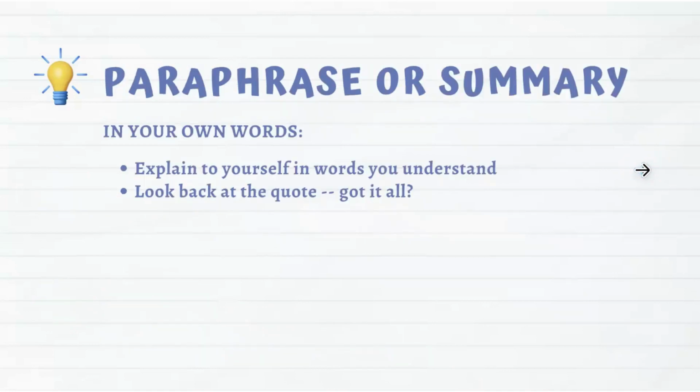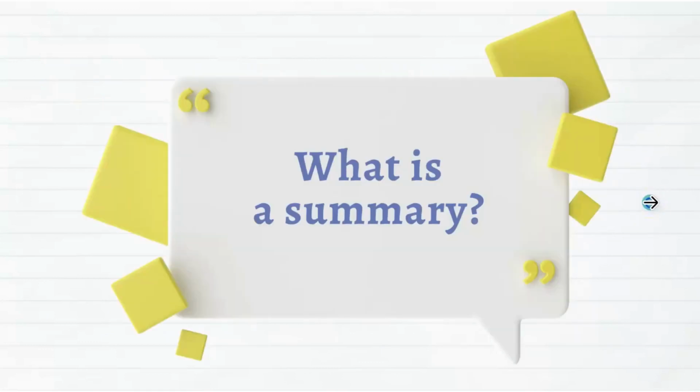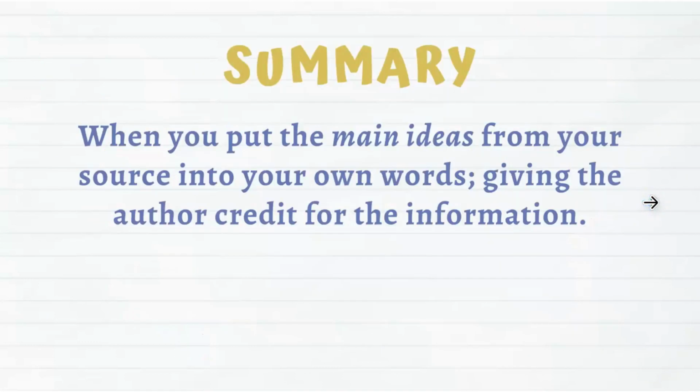Next up, we have the paraphrase or summary section. What is a summary? When you put the main ideas from your source into your own words, giving the author credit for the information. A summary is really the big picture. Summarizing involves condensing the main points or key ideas of a whole text into a shorter version while retaining the original meaning. It aims to give an overview of the entire text, highlighting the main points but not focusing on minute details.